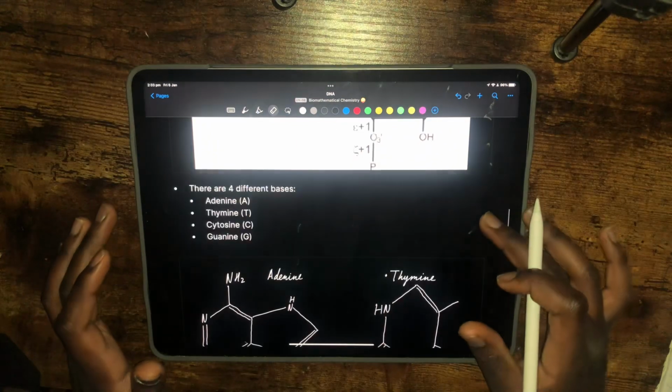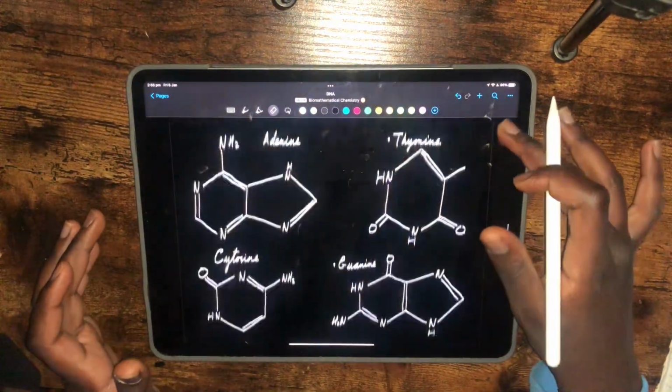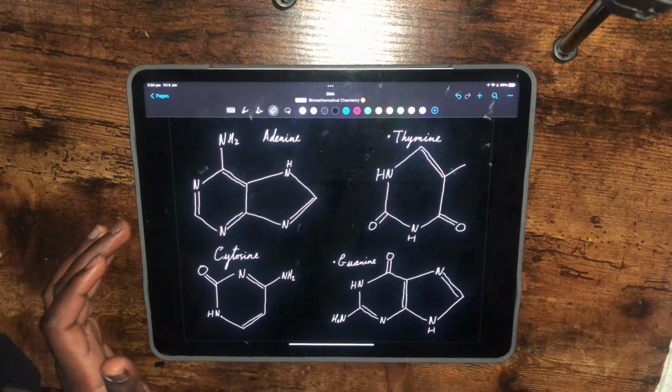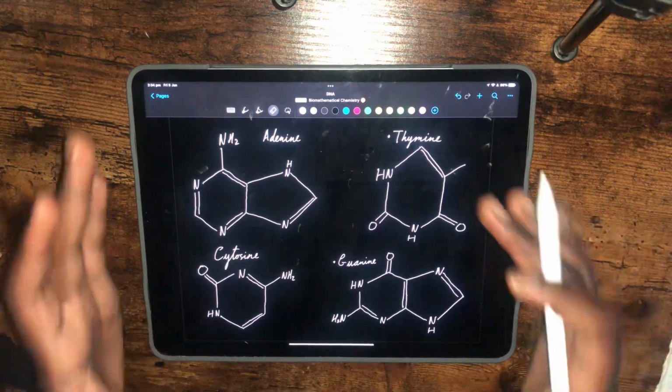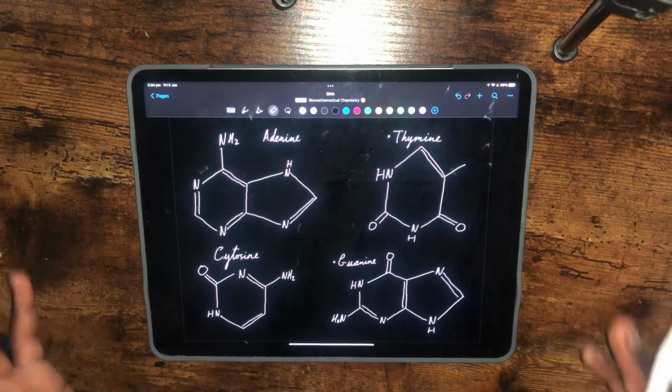Right. So there are 4 different types of bases: adenine, thymine, cytosine, guanine. And here are the examples here. So that's adenine, that's thymine, that's cytosine, that's guanine. I'm not going to spend too much time talking about this because it's given to you in the data booklet. What you actually need to know is how they bond together.